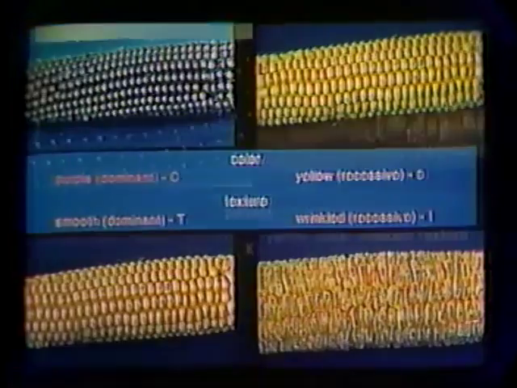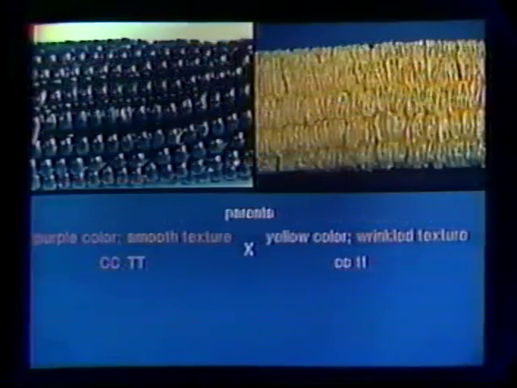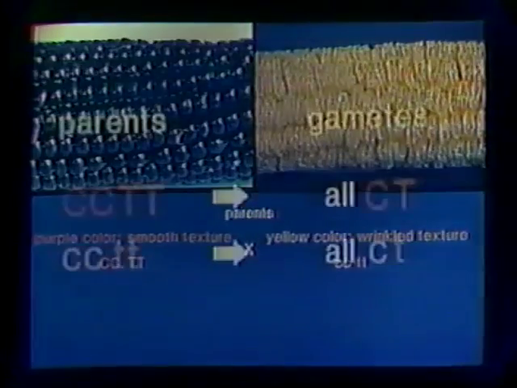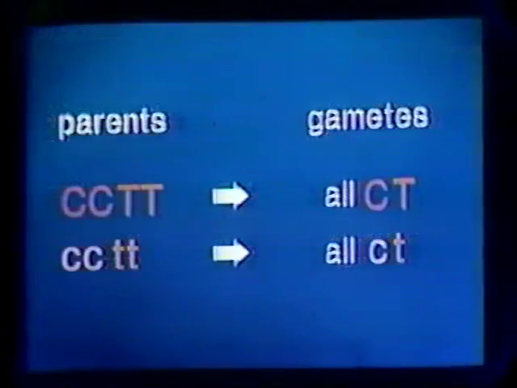Suppose that a plant that carries both pairs of dominant genes is experimentally crossed with a plant that carries both pairs of recessive genes. What will be the results? First, you have to figure out the possible combinations of genes contained in the gametes, the sperm or egg cells produced by each parent. Remember, a gamete has only one member of each homologous pair of chromosomes.